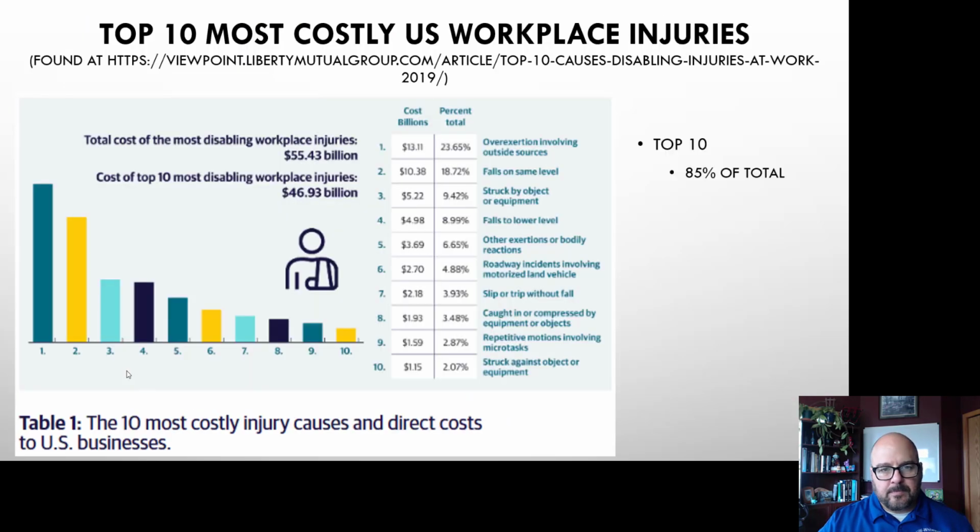As far as costs, looks like this was published in 2019. This is from Liberty Mutual Group. These typically do not change much. The top 10 account for about 85% of the total amount paid. Overexertion with outside sources, look, it's the biggest amount, then falls on the same level. So it's usually slipping or tripping, not particularly falling to another level.